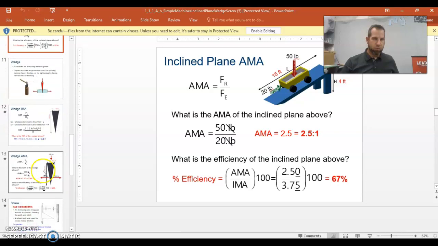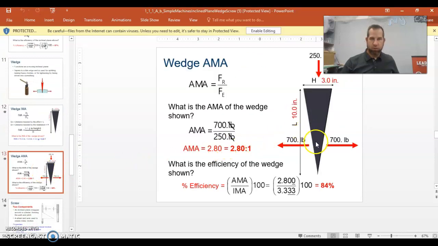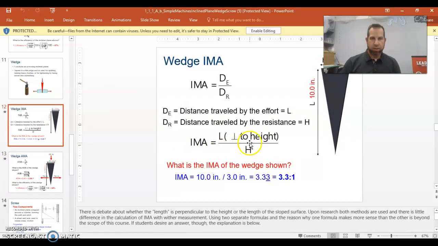In terms of wedges, one little thing that's different here that you'll notice is that you see forces going in two different directions, but still the same force. All right, this isn't 1,400 pounds of force. This is still just 700 pounds of force. It's just that that wedge is splitting it, and it's creating that force going out, that same force going out both ways.